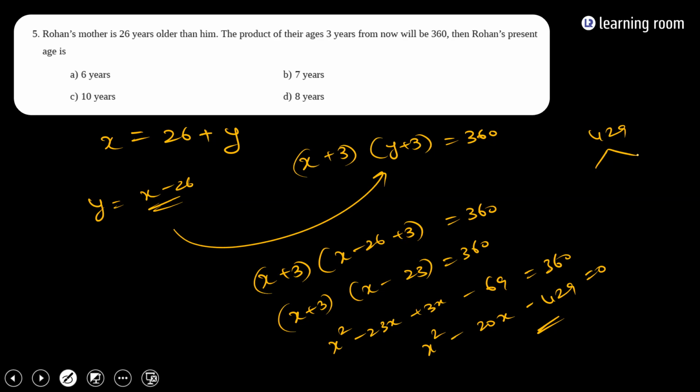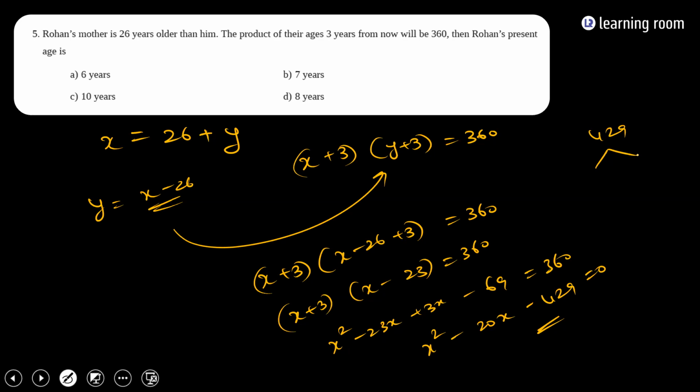So is Rohan's age equal to 7? I mean, 7 years. I think 7 is the answer. So what are the factors you got? Actually, I got a different quadratic equation. I got x squared plus 32x minus 273.